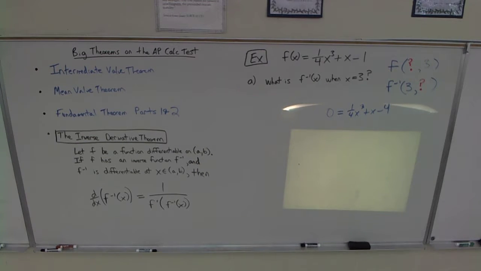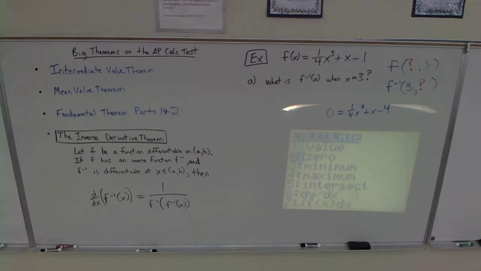So let's come over here to our calculator and solve it graphically. So y equals, looks like 0.25 x cubed plus x minus 4. I'll zoom standard it. And there's a nice cubic curve. It looks like it crosses at about 2. I'm just going to calculate it.